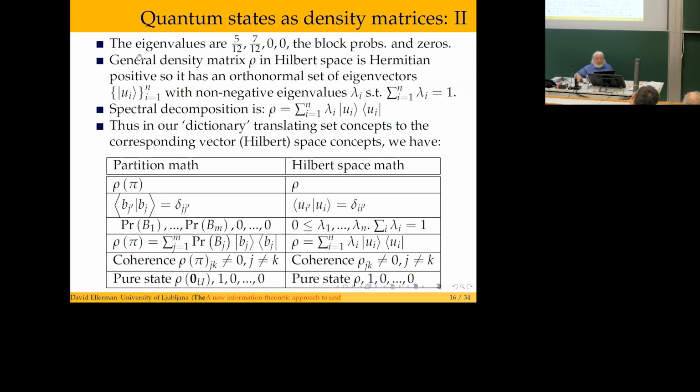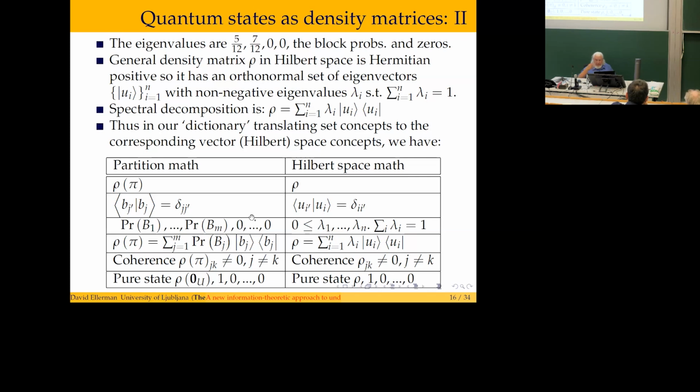And so all these facts generalize directly to the general Hilbert space version. A Hilbert space density matrix rho is Hermitian and positive. So there's an orthonormal set of eigenvectors. These all represent orthonormal states, in other words disjoint, and then orthonormal. And they have non-zero eigenvalues that sum to one. And I must say, these eigenvectors and eigenvalues don't get much respect in the quantum literature, but they're very important because they give you the general Hilbert space version of exactly the density matrix for partitions that I just gave you.